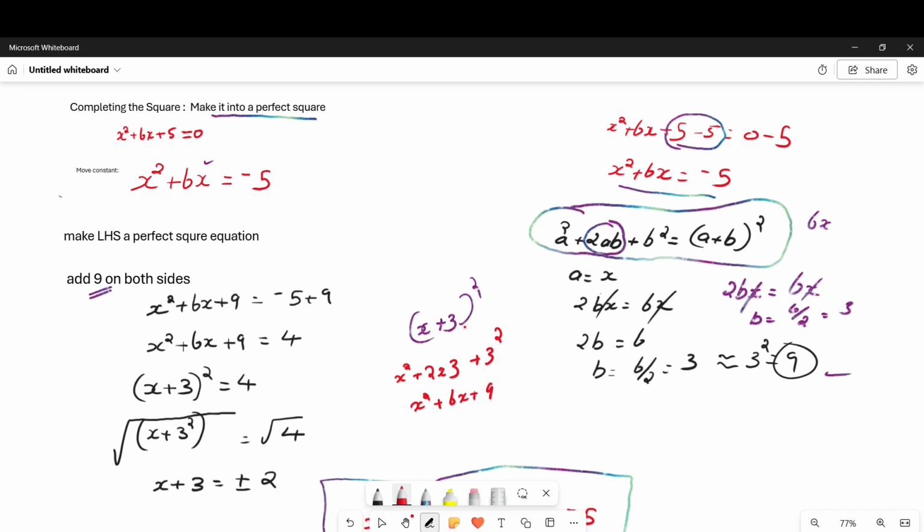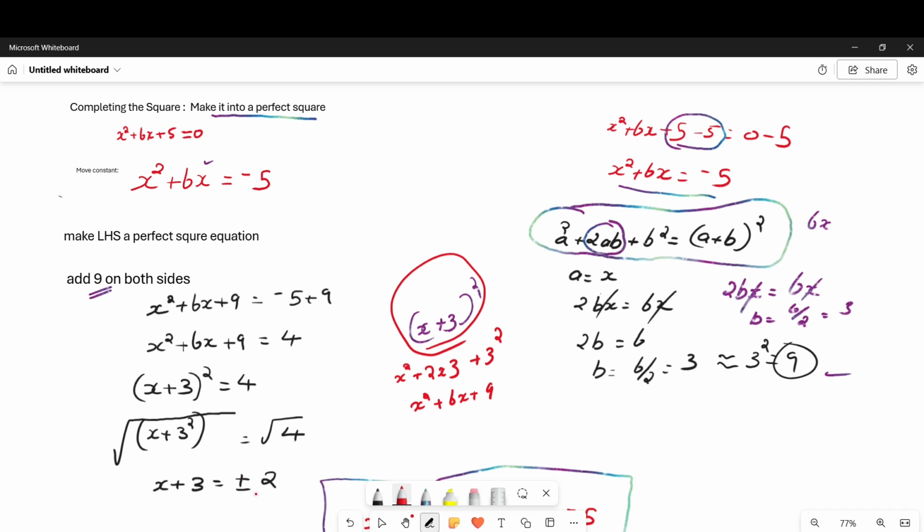So we can factor it out as a perfect square: x plus 3 the whole square. Same thing, x plus 3 the whole square is equal to 4. So what we need to do next is take the square root on both sides. The square will be removed and x plus 3 will be on the left side, and the square root of 4 is 2. So plus or minus 2 will come on the right hand side.